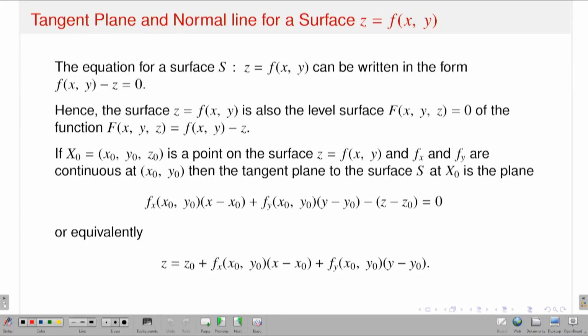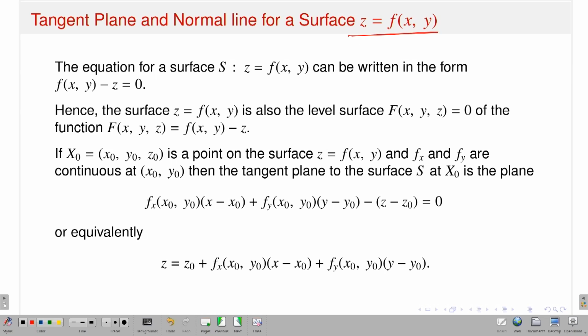There is another thing. So this is the tangent plane and normal line for a given surface. This is the formula I have given. Now suppose you are given a surface z is equal to f of x, y, and you would like to find the equation of the tangent plane and normal line of this surface at a given point. How do you do that? First, the equation of the surface is given, z is equal to f of x, y.